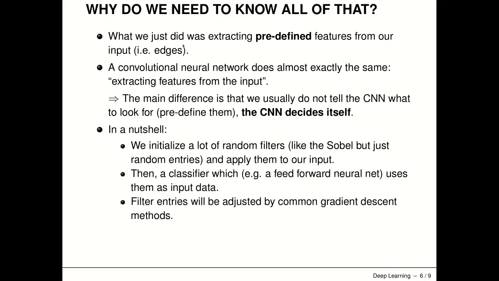But the big difference here is, we usually do not tell the convolutional neural network what to look for. They decide by themselves. It's a learnable parameter, and they learn by themselves. Indeed, we initialize lots of random filters or weights and apply them to our input. Then a classifier, which can be, for example, a feed-forward neural network, uses them as input data, and filter entries will be adjusted by a common gradient descent method during the training process.